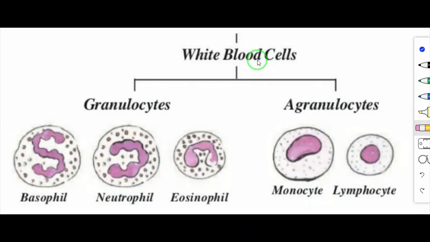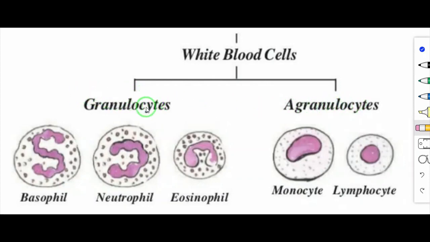Right? These WBCs or leukocytes are classified into two types, granulocytes and agranulocytes. What are the two types of white blood corpuscles? Granulocytes and agranulocytes. Granulocytes means they contain granules in their cytoplasm. Agranulocytes means absence of granules. Granules are not found in the cytoplasm, so they are known as agranulocytes.